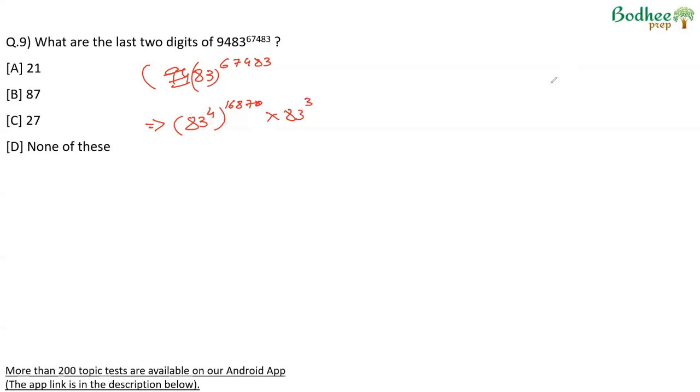Now find out the last two digits of 83 raised to power 4. So 83 into 83 will end in 89: 3 threes are 9, 8 threes are 24, 89. And then again 83 into 83 will end in 89. So multiply the two 89s to get the last four digits.